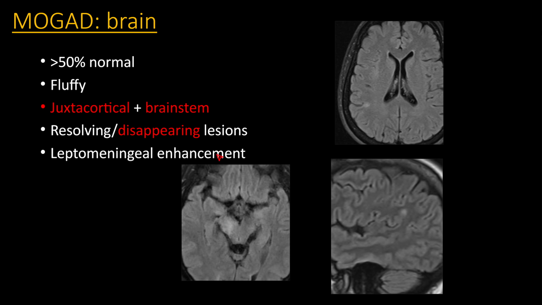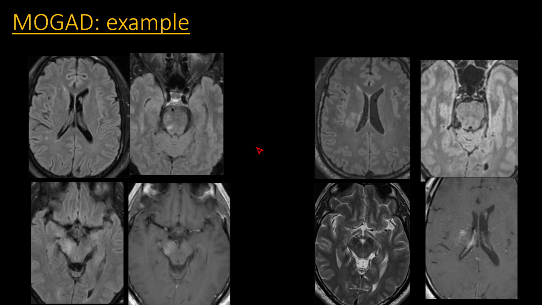And then MOGAD, as you often can see leptomeningeal enhancement. So here's an example of MOGAD that I've had from my case file. Here's time point 1, here's time point 2. You can see in time point 1, you've got this brainstem lesion involving the right cerebral peduncle and then going all the way to the right aspect of the brainstem.